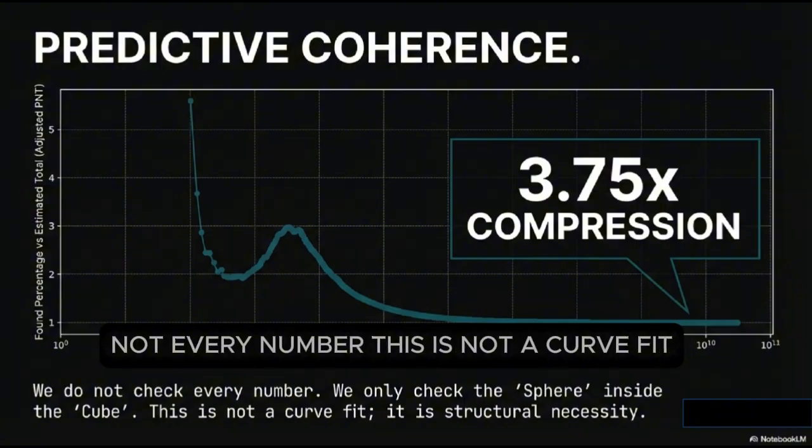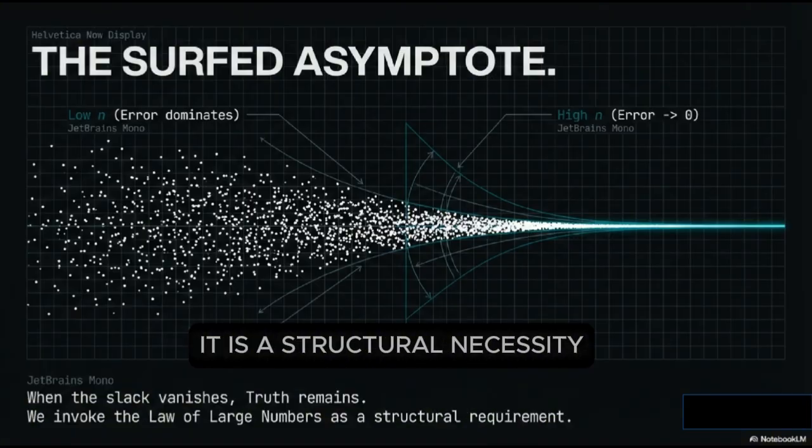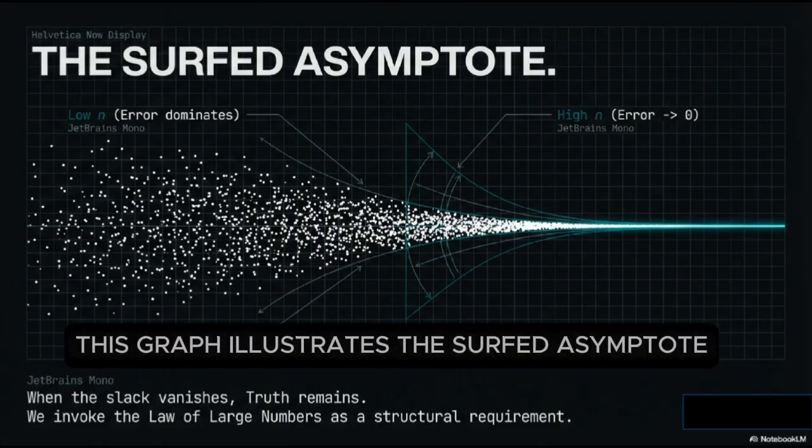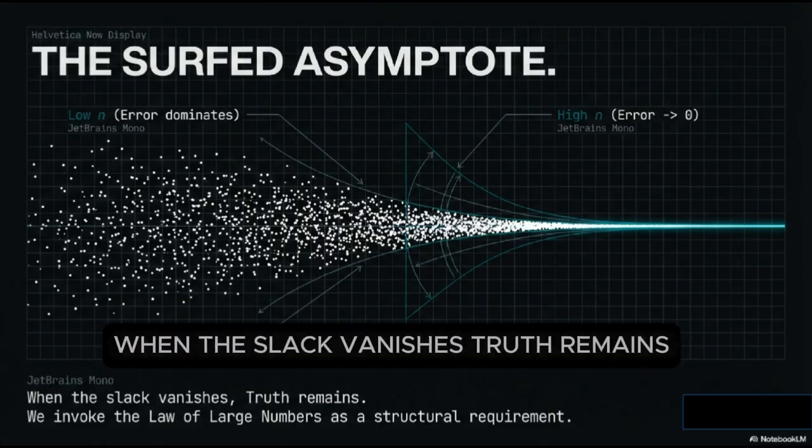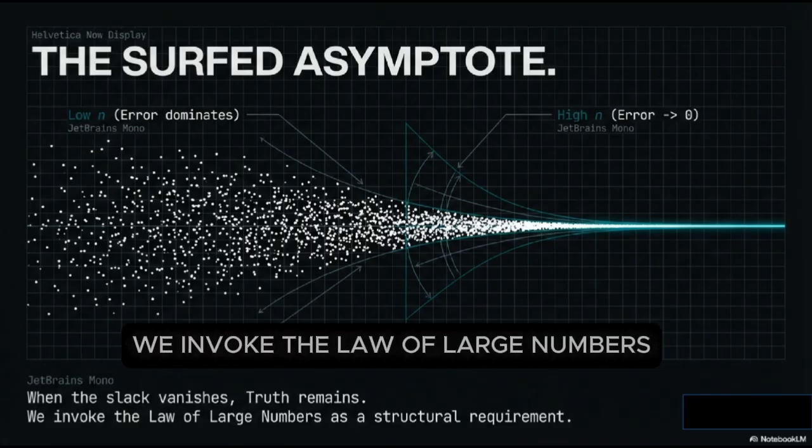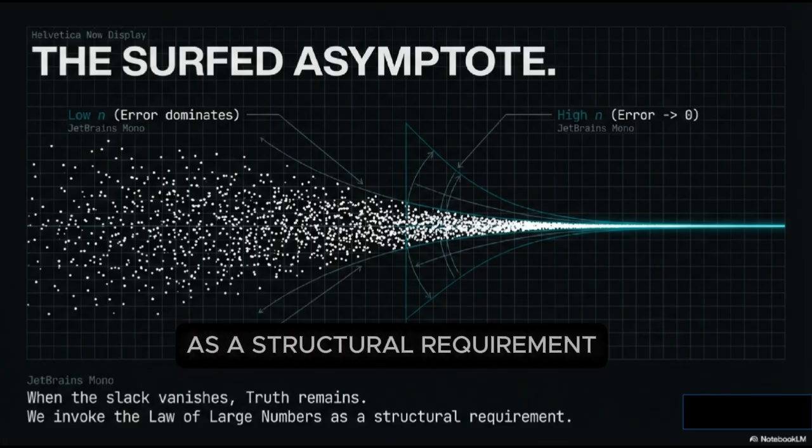This is not a curve fit. It is a structural necessity. This graph illustrates the Surft asymptote. When the slack vanishes, truth remains. We invoke the law of large numbers as a structural requirement.